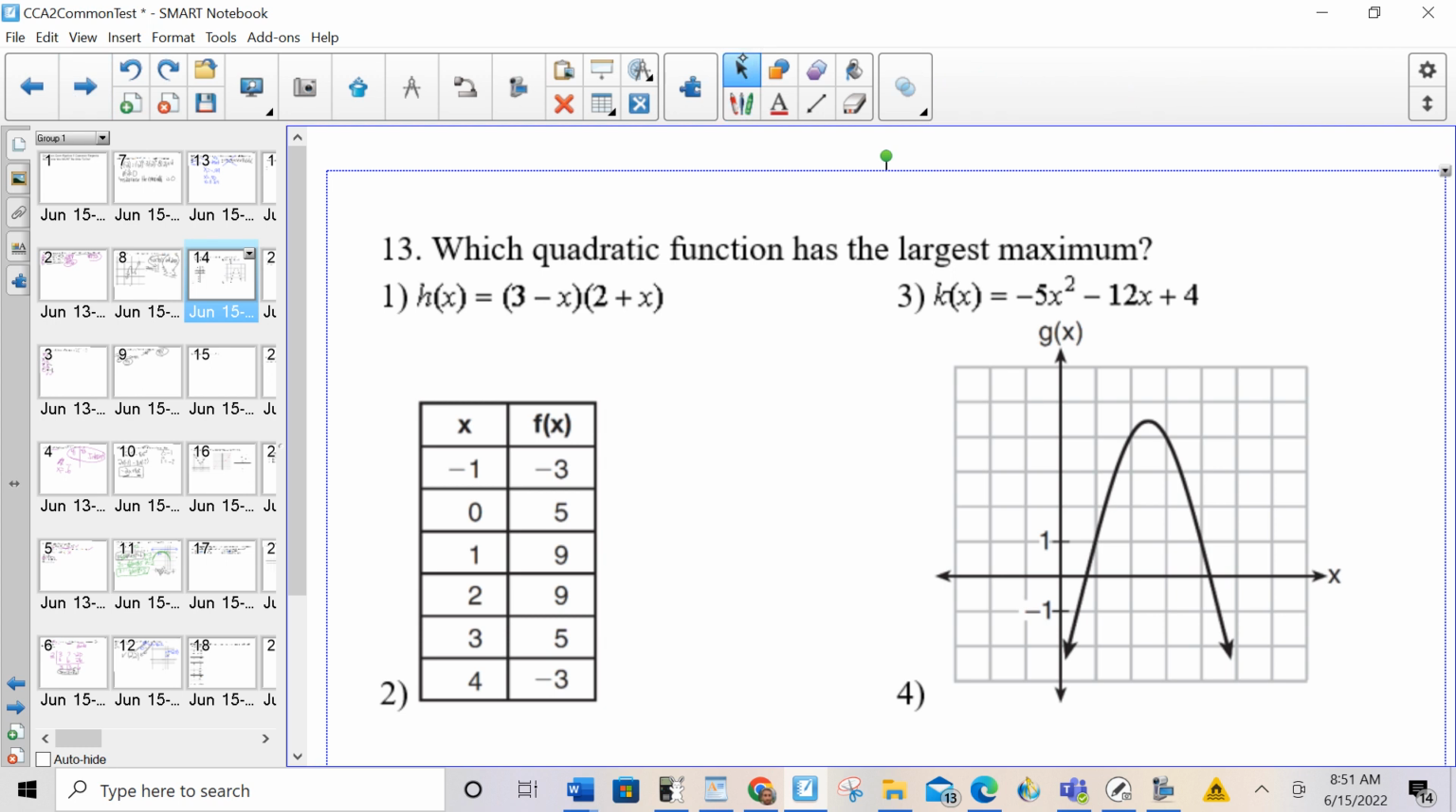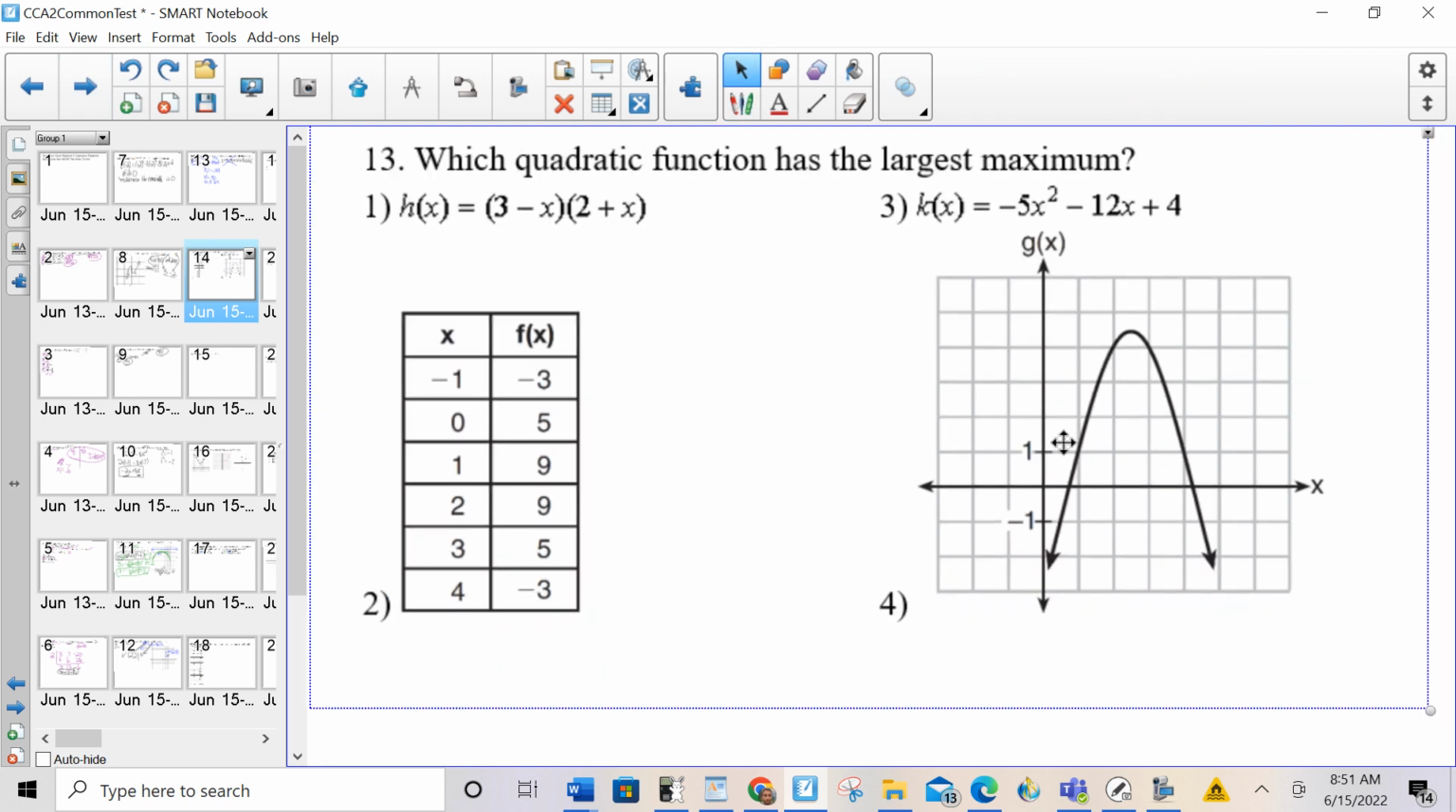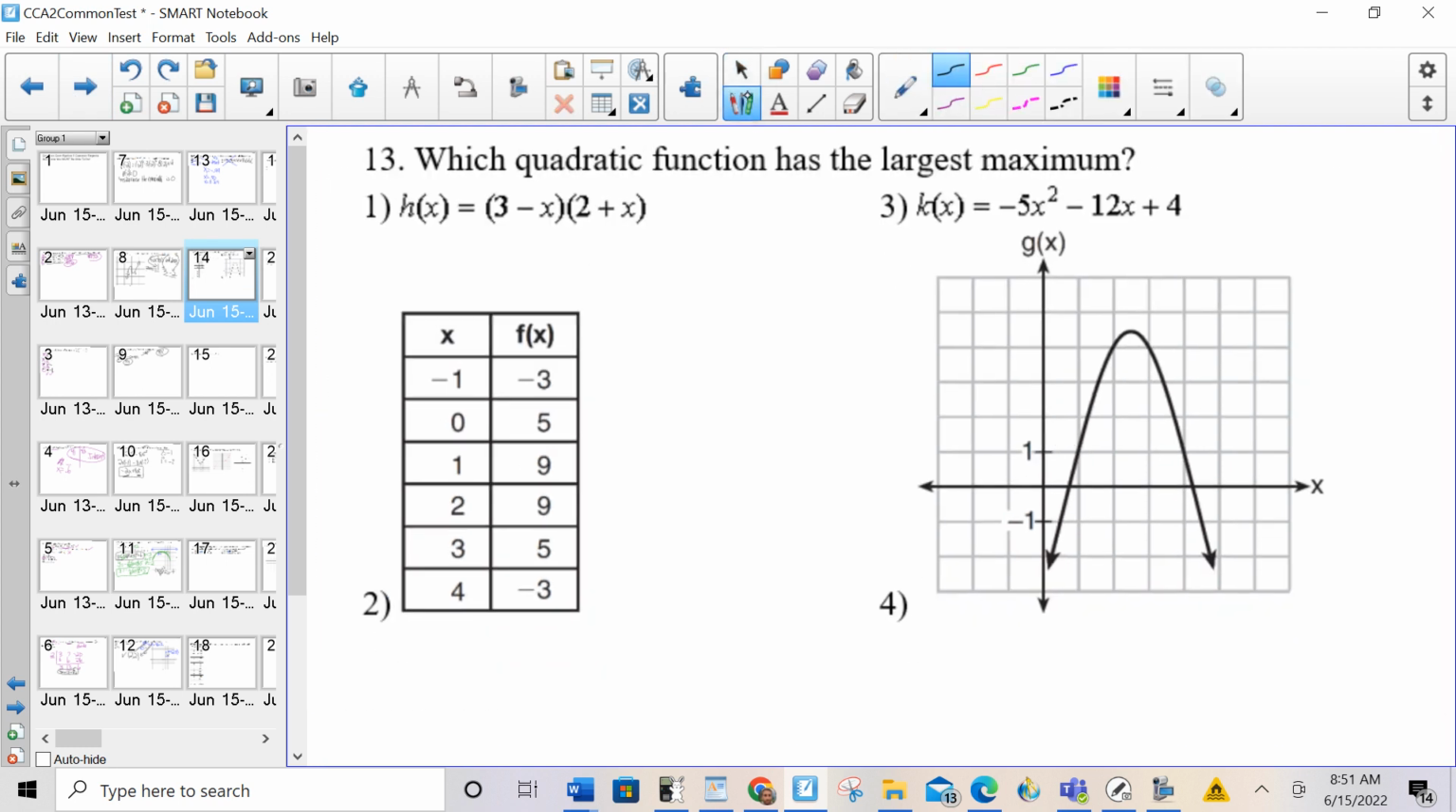Which quadratic has the largest maximum? Well, find the maximum of each and tell me which one's the largest. The graph is probably the easiest. The maximum value is the y coordinate of the vertex. I hope I didn't confuse you when I just said x coordinate, now I'm saying y coordinate. Maximum and minimum values are y values. 1, 2, 3, 4.5 is the maximum value of the graph.